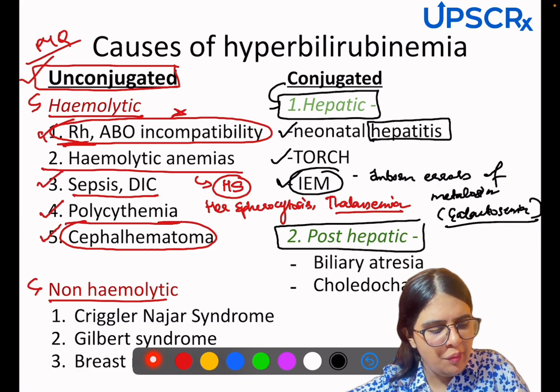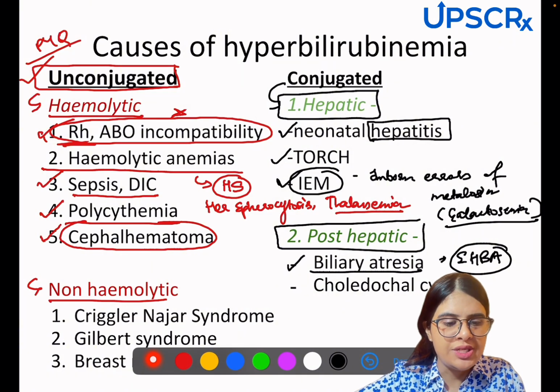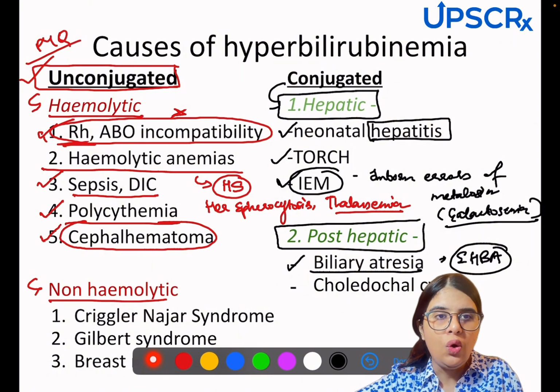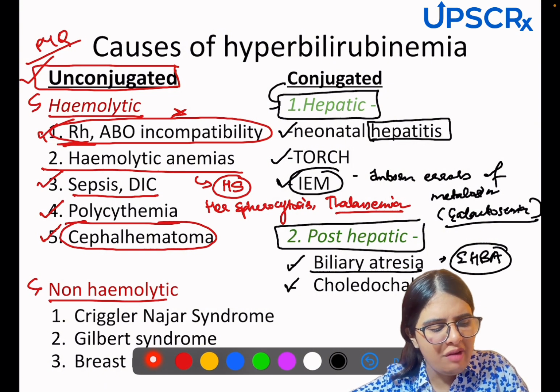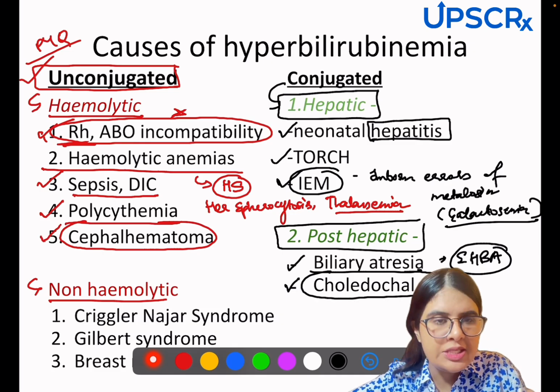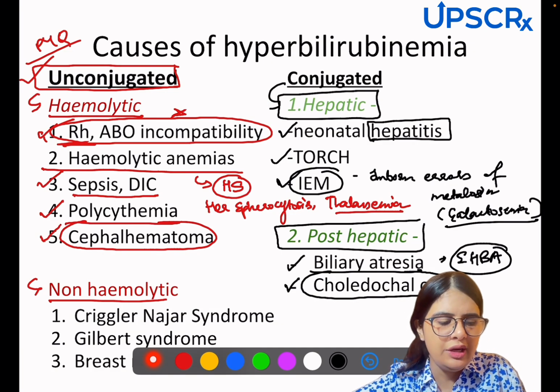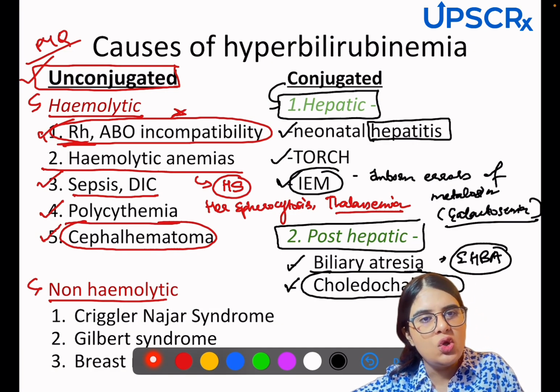Then you have post-hepatic causes like extrahepatic biliary atresia, EHBA, or biliary atresia. This is also a cause of conjugated hyperbilirubinemia. And you have choledochal cyst, which you must have studied in surgery, Todani classification, right? So choledochal cyst is also a cause of conjugated hyperbilirubinemia.